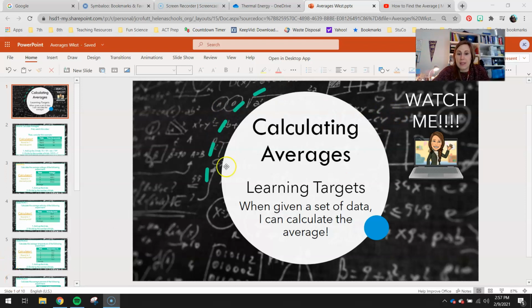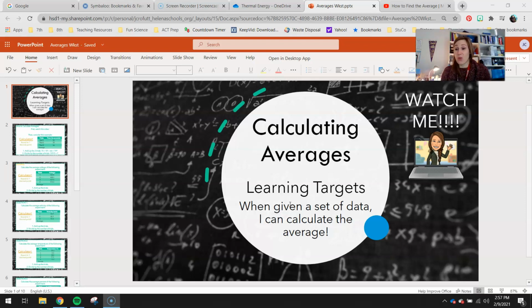Today you guys are going to be doing a little practice calculating averages. So your learning target today is: when given a set of data, I can calculate the average. Obviously in science we do a lot of different experiments where we maybe do multiple trials or we have a set of data and we need to find a number that represents that set of data. So that's what an average is.